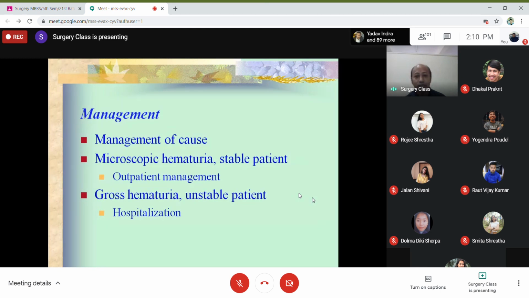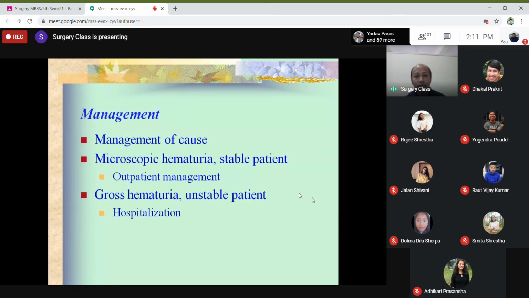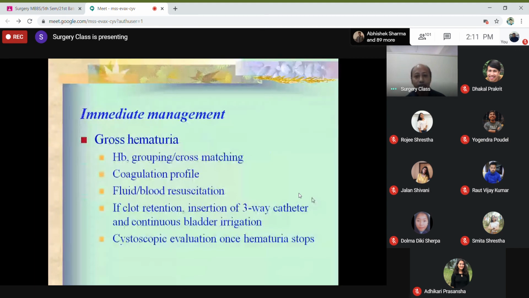Microscopic hematuria in a stable patient, you can investigate on an outpatient basis, send investigations, call the patient after the reports and make a diagnosis on the basis of the investigations. But sometimes gross hematuria in an unstable patient may need hospitalization for further evaluation and treatment. So in gross hematuria, sometimes it can be an emergency. A patient passing a lot of blood in the urine can collapse and become unconscious. So they need immediate management.